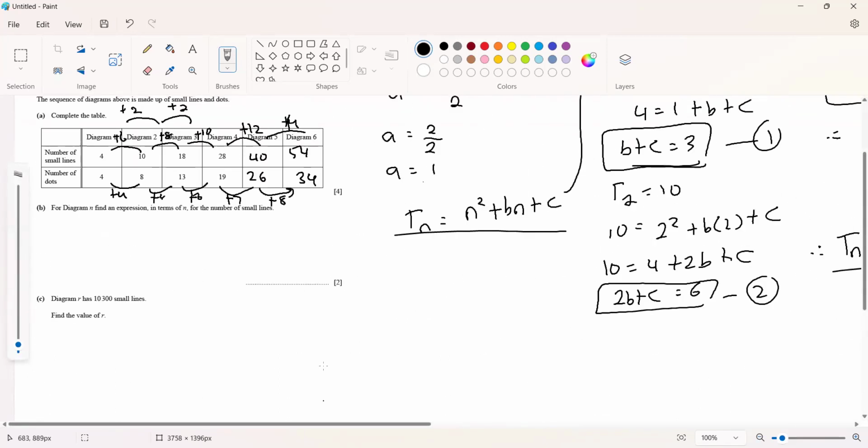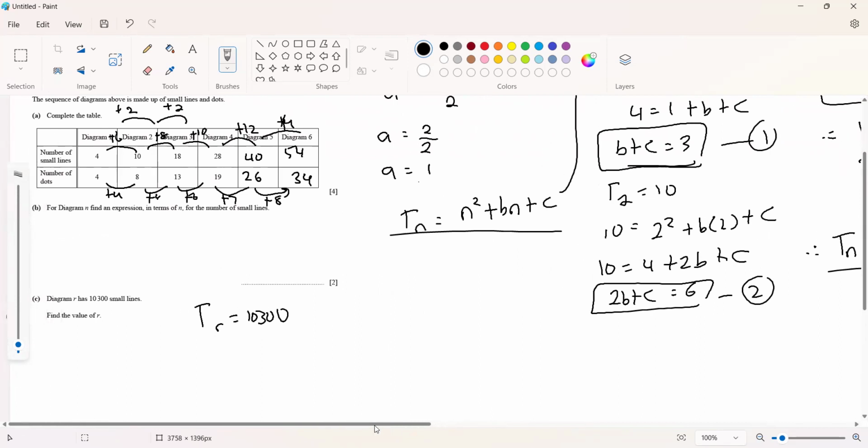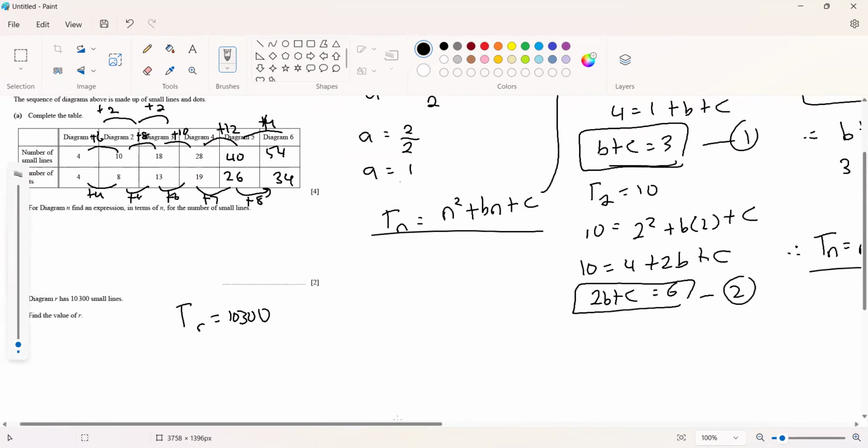So diagram R has 10,300 small lines, find R. So from there, we know from the equation already, we have Tn equals n squared plus 3n. So we know that Tn or Tr equals 10,300. That's the Rth term lah, basically. So Rth diagram. So in this case, R squared plus 3R equals 10,300. And then we can just use a quadratic solve for this. Like we don't even need to think too hard about this.